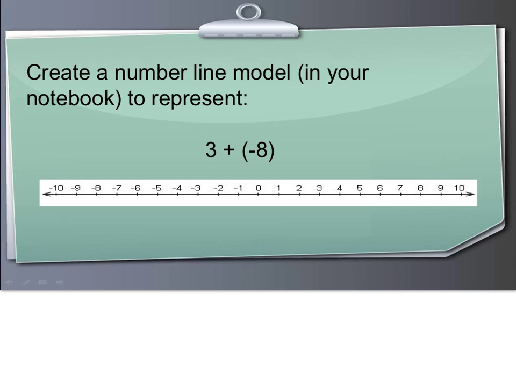As always, we're going to start our first vector at 0. We are working with a positive 3, so I'm going to move ahead 1, 2, 3 for my first vector. My second vector is going to represent a -8. I'm a little short on space, so I'm going to come down here and move back 1, 2, 3, 4, 5, 6, 7, 8, and stop at -5. My answer is -5.